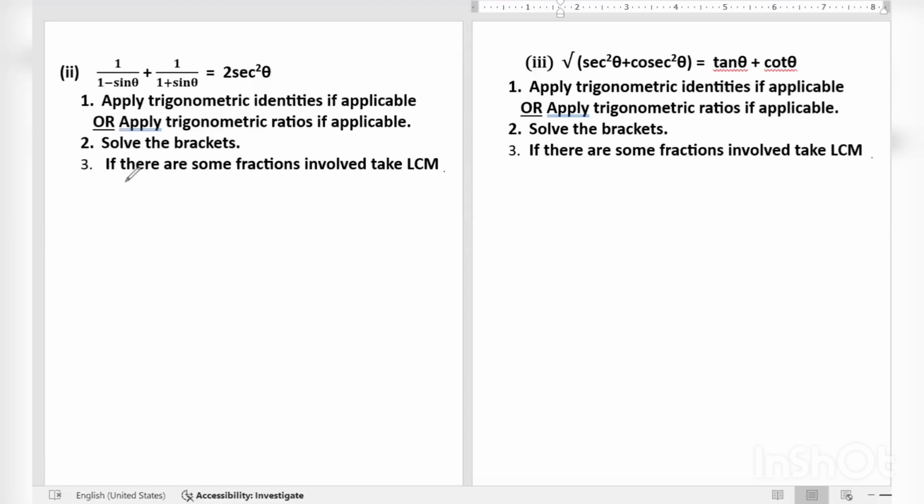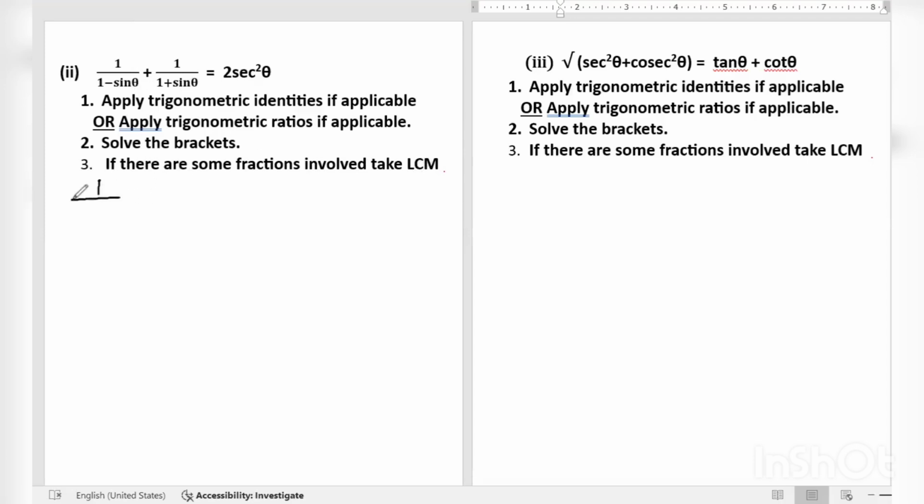Now we'll understand the same thing with the second question. Question is 1 upon 1 minus sin theta plus 1 upon 1 plus sin theta is equal to 2 sec square theta. Now the first thing we have to check is whether a trigonometric identity is applicable. But here we can see that there is no trigonometric identity applicable and neither any trigonometric ratios to be applied. Now solve brackets, there is no bracket. So we come to the third point, and that is if there are some fractions involved, take LCM. So we are going to take the LCM.